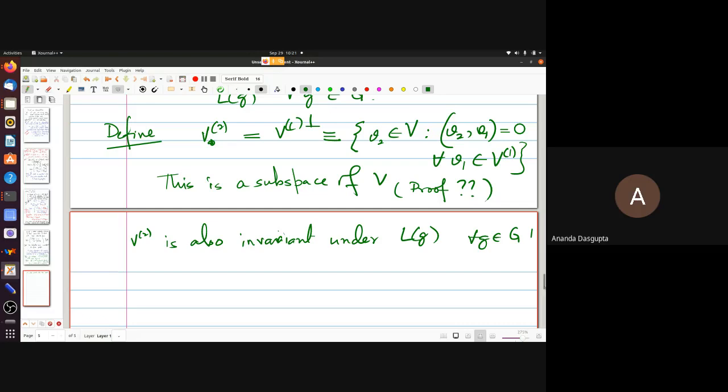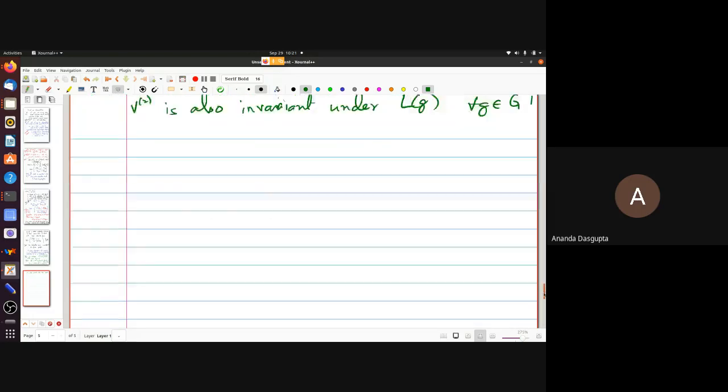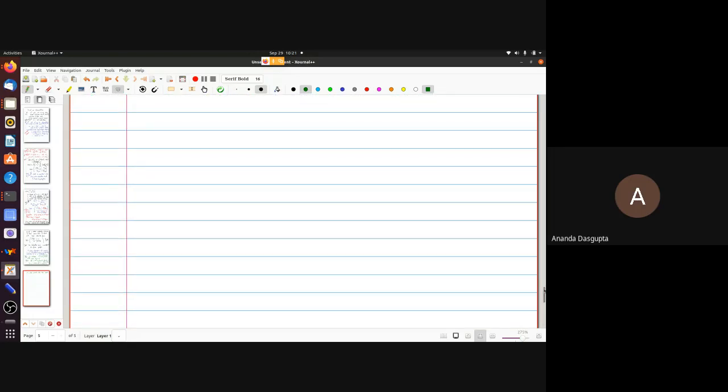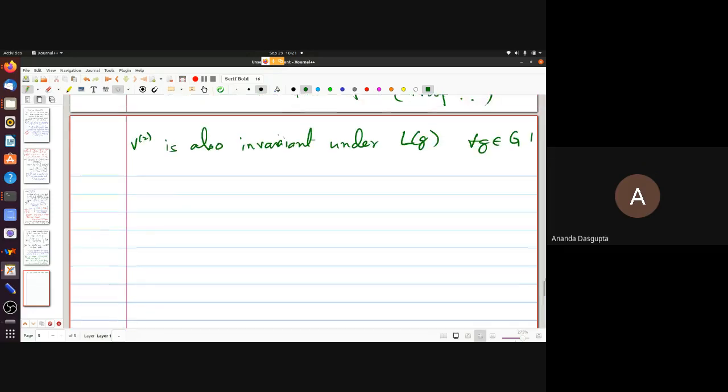So how do you prove this? And this is where the unitarity comes in. To prove that capital V2 is invariant, what we need to do is start with a vector in capital V2, let's say small v2, apply LG on that and ask whether this is orthogonal to every V1 belonging to capital V1.